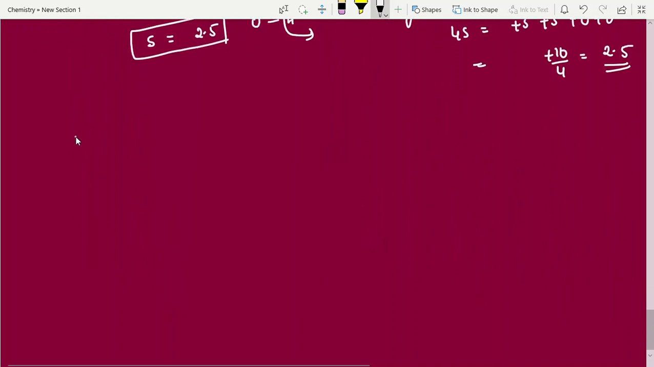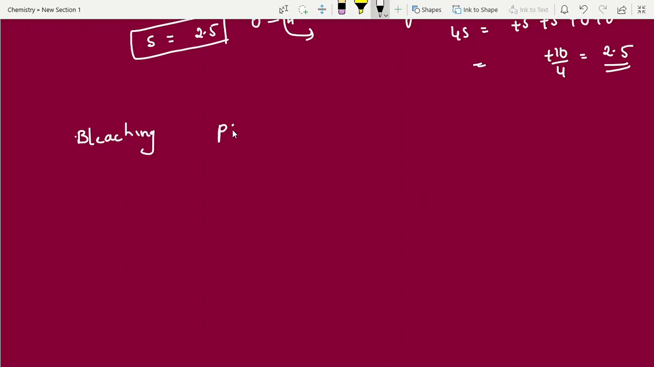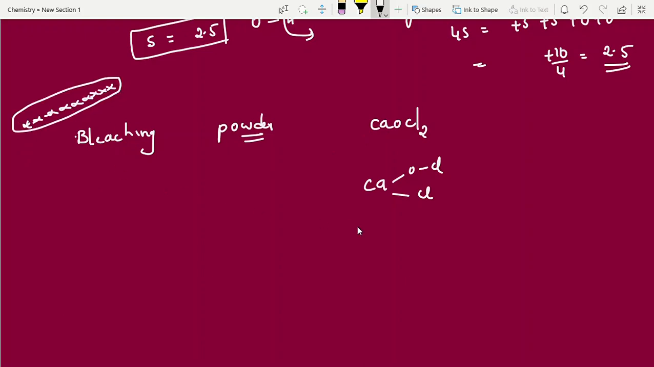Bleaching powder, CaOCl2. See, like this we have to write. Don't go for calculation like this. Now onwards, I am giving all the most important and exceptional cases. See, this is plus 2, students. Minus 2 cancel. Then this is minus 1. This is plus 1. Right? So here one chlorine plus 1, one chlorine minus 1. This is one of the most important examples. Now, next question.